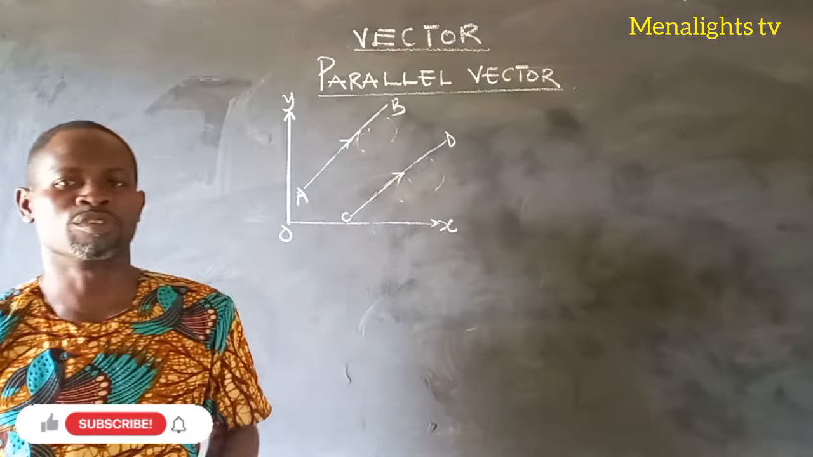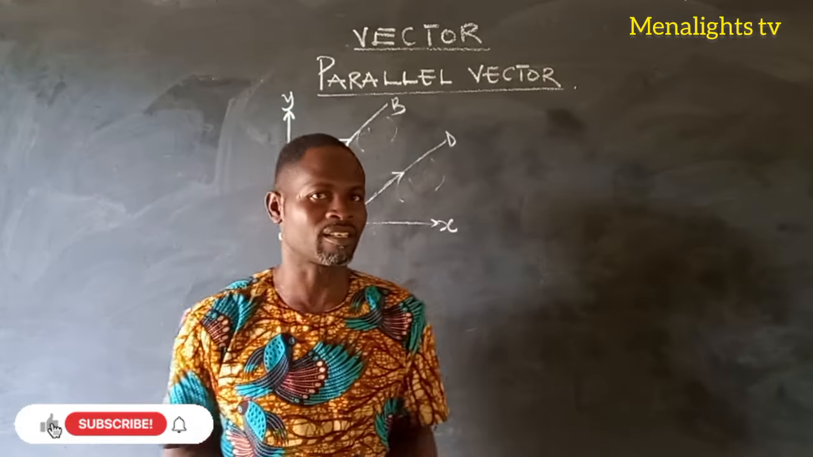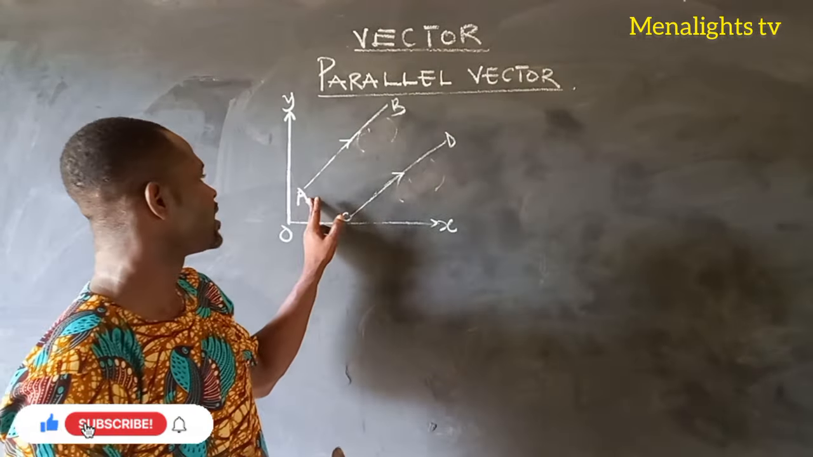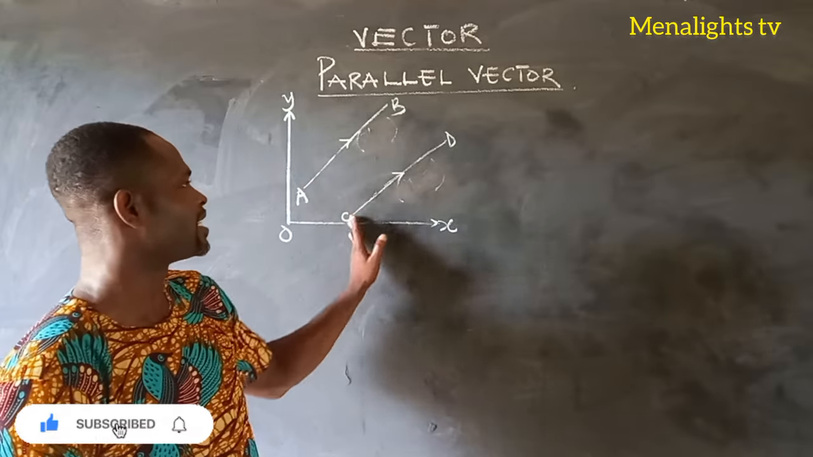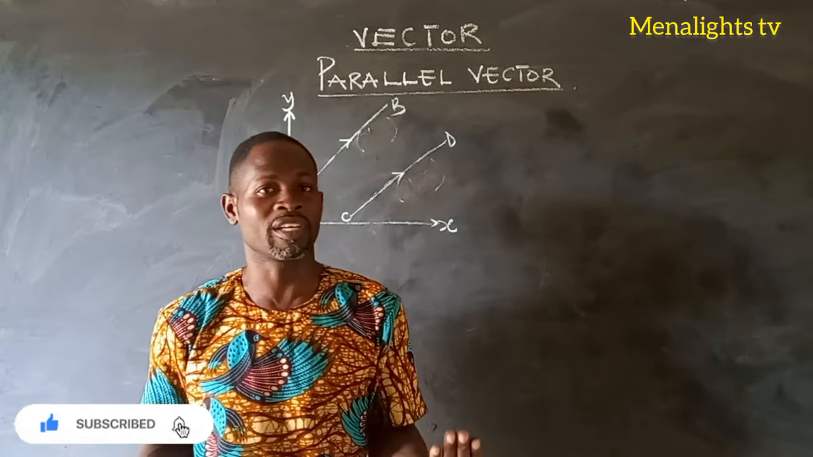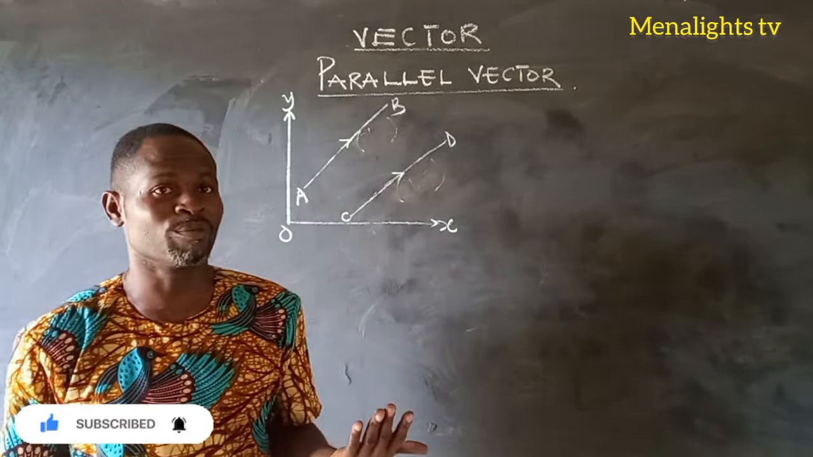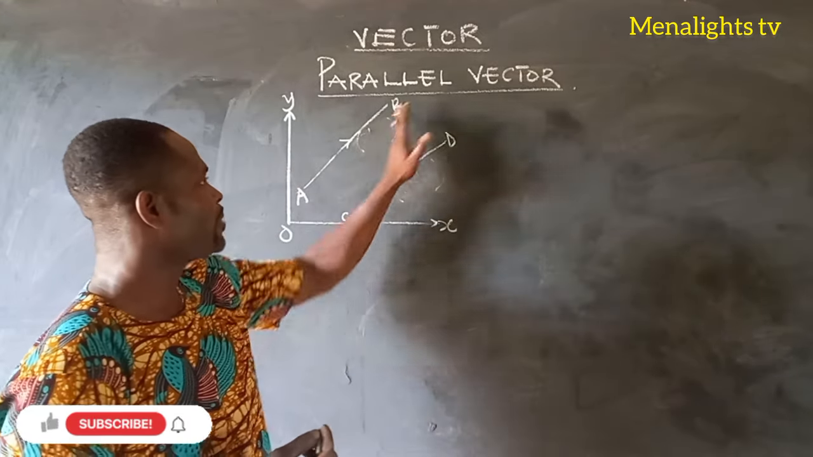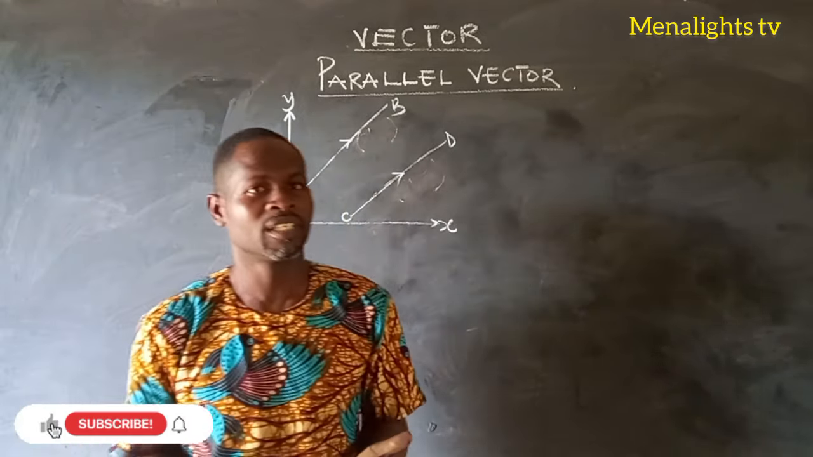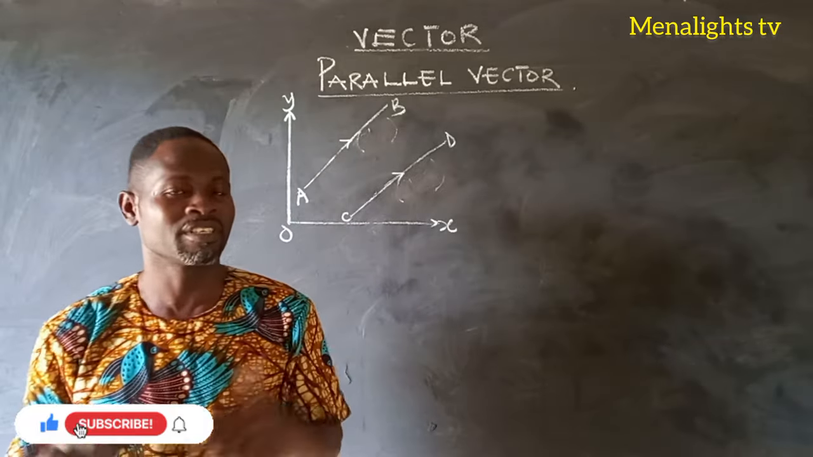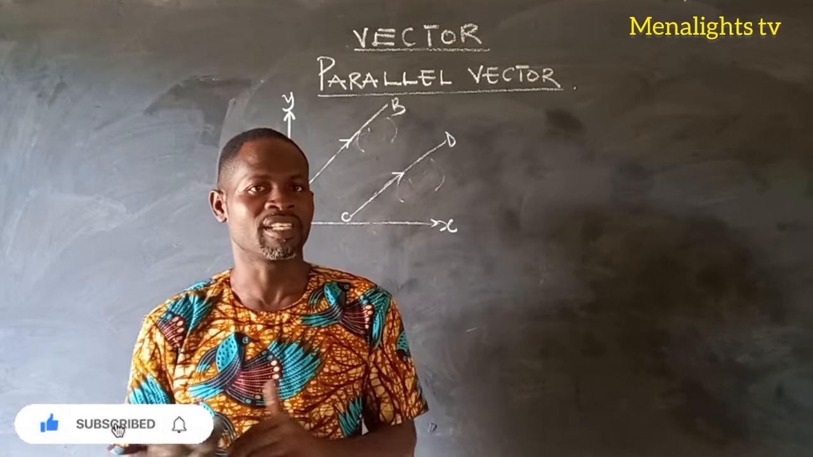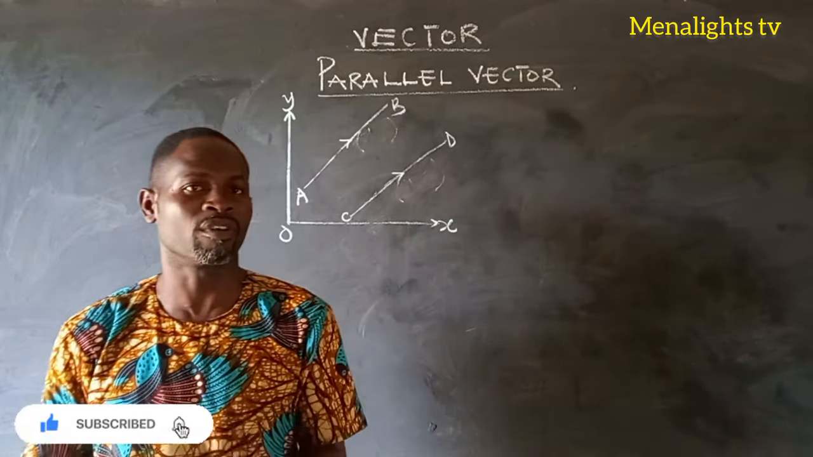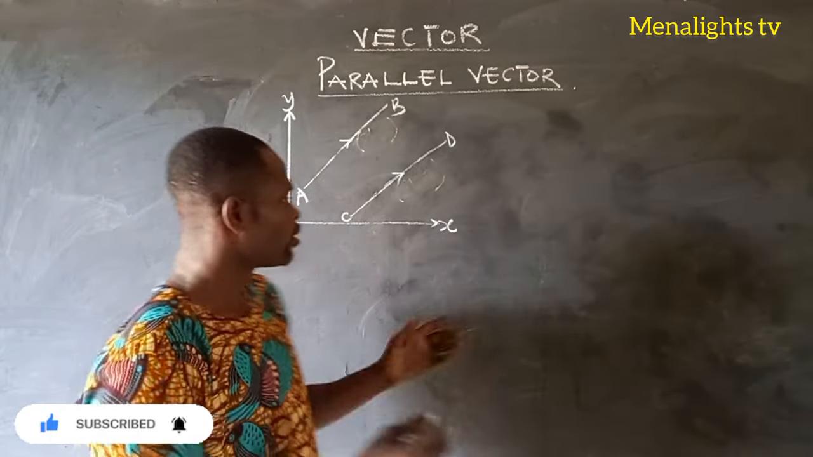So now we come to parallel vectors. When you look at the lines AB and CD, they are parallel to each other, and we know that parallel lines don't meet. So if AB and CD are parallel, that means they have the same gradient. So you say parallel vectors have the same gradient.